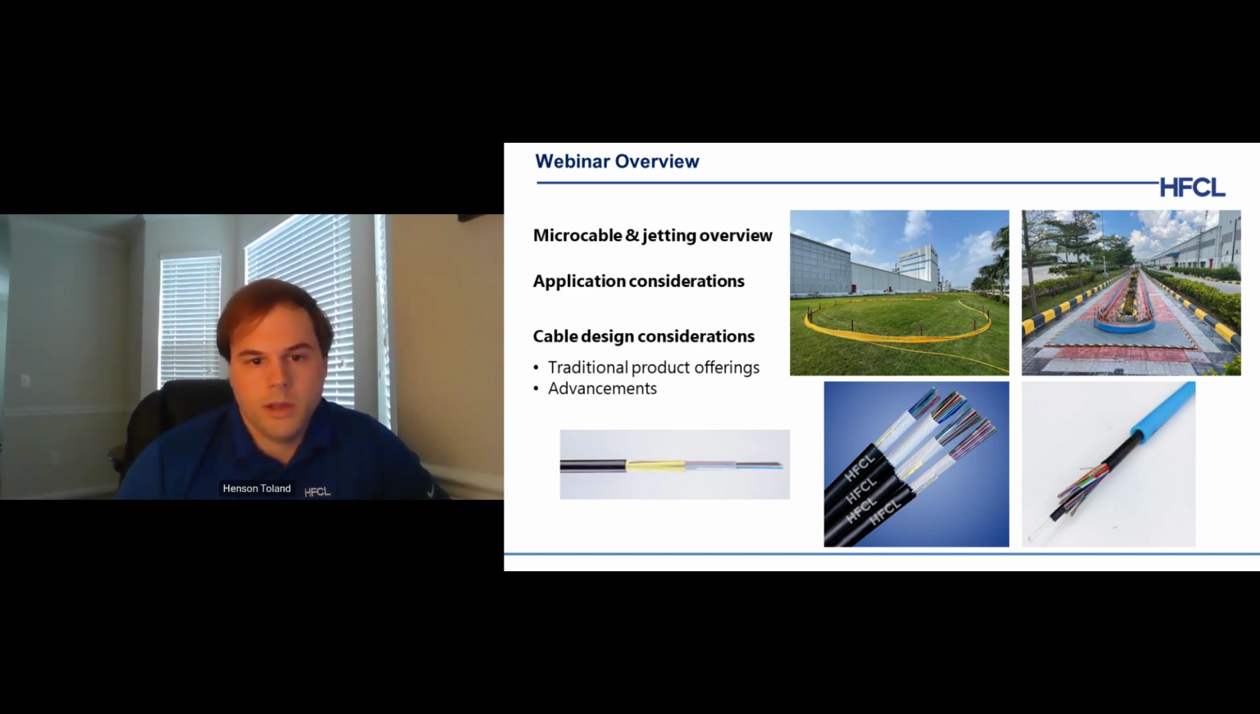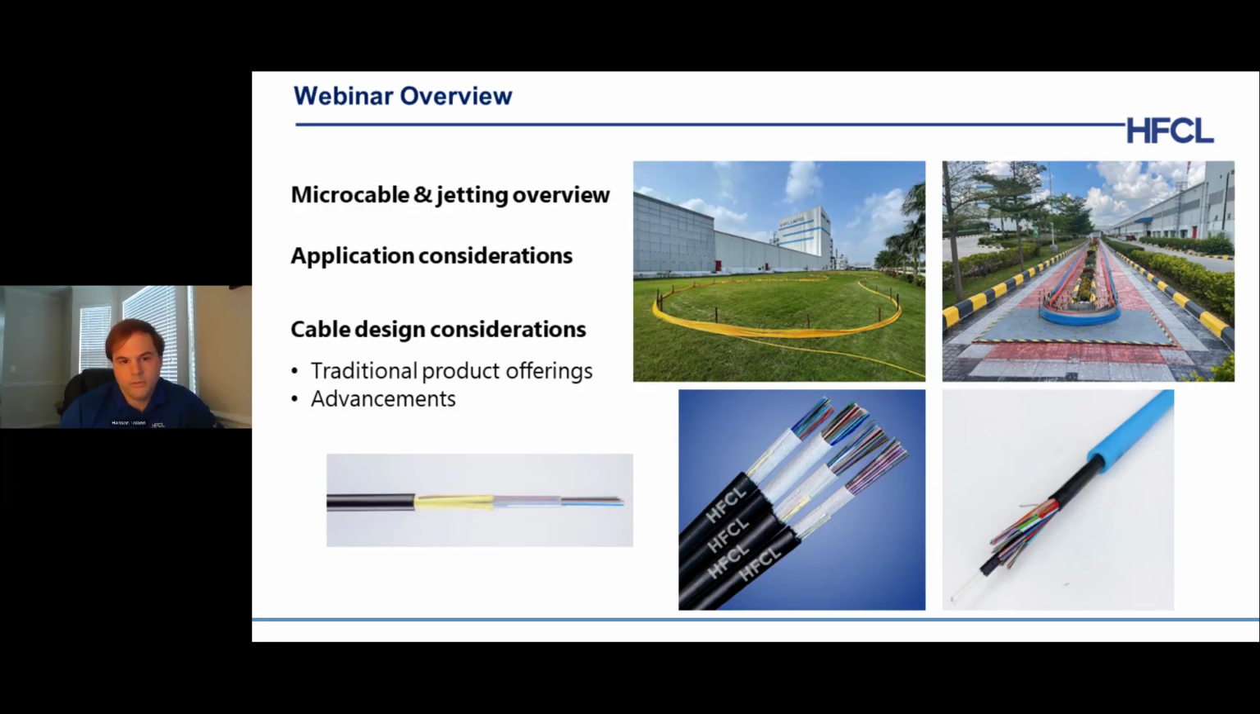And some of the pictures that we have here, the top left one is a makeshift jetting track right in front of our fiber draw facility. And then off to the top right is more of our standard IEC spec jetting track, the N by 100 meter specifically. And then the couple of different cable constructions that are shown here at the bottom.